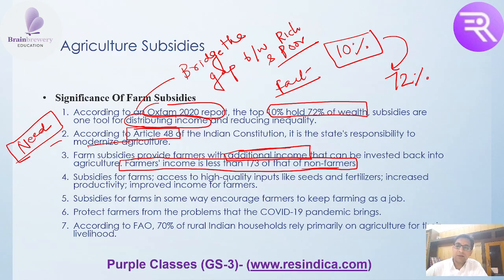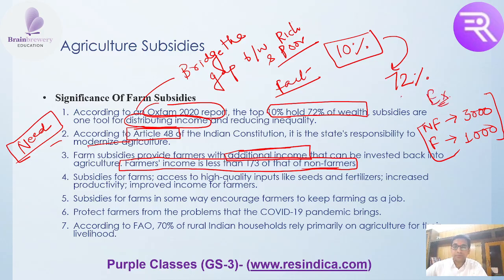So if a non-farmer is earning 3,000 rupees, if we go by an example, then the farmer will be earning only one third, 1,000 rupees. That is just an example I have given. Do not take this number very seriously, just to give you an example.